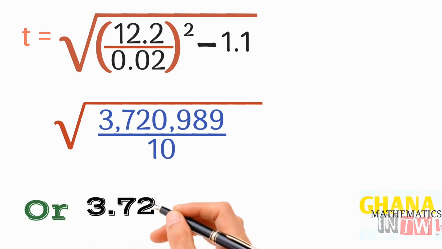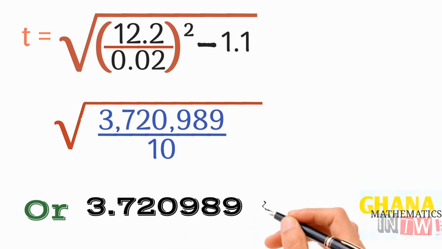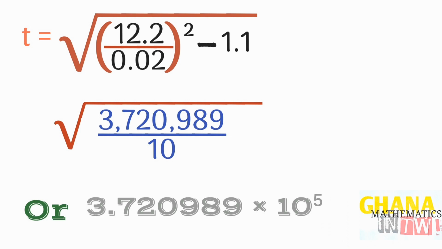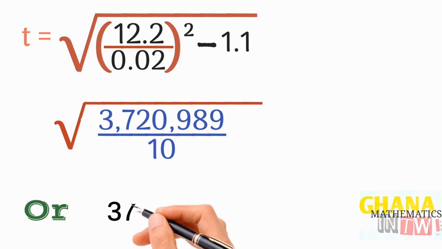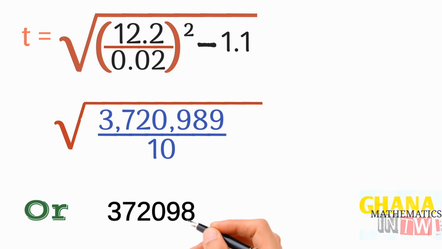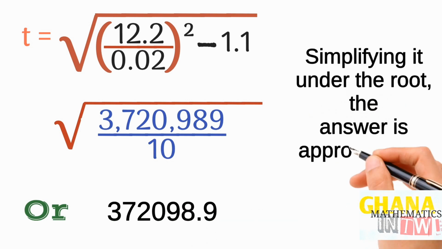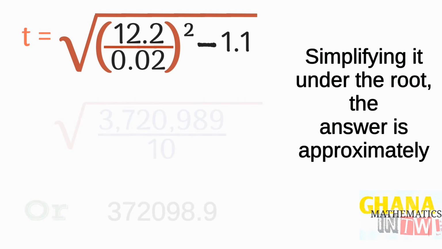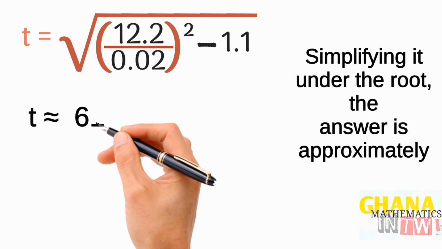The person can deduce it into standard form as 3.720989 times 10 raised to the power 5, or 10 exponent 5. And this one is also good. Mathematics is beautiful. Mathematics is dynamic. Mathematics is in different paradigms. Someone can also write it as this in one decimal place. If we simplify it, our answer, T, is approximately 610.